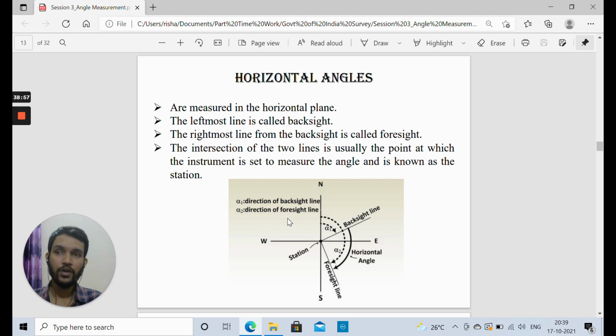Now what we will do, we will not allow our vernier to rotate in that direction initially. We will fix our instrument. Now from that O position, we will try to sight the ranging rod at station B. At OA we have fixed the zero of our vernier, and now from origin O, we will try to sight another station, that is station B.